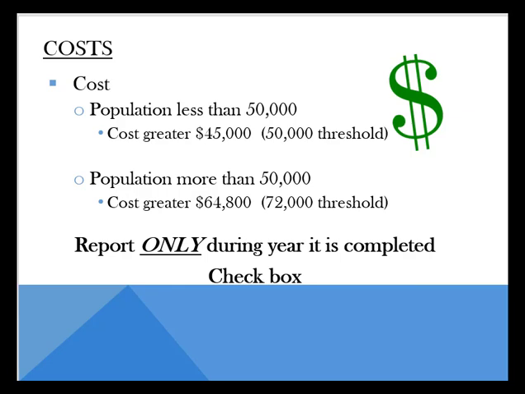If you're a city with a population over 50,000, the qualifying threshold is $64,800. That is 90% of the $72,000 bid threshold. Please be sure that projects are only reported one time.